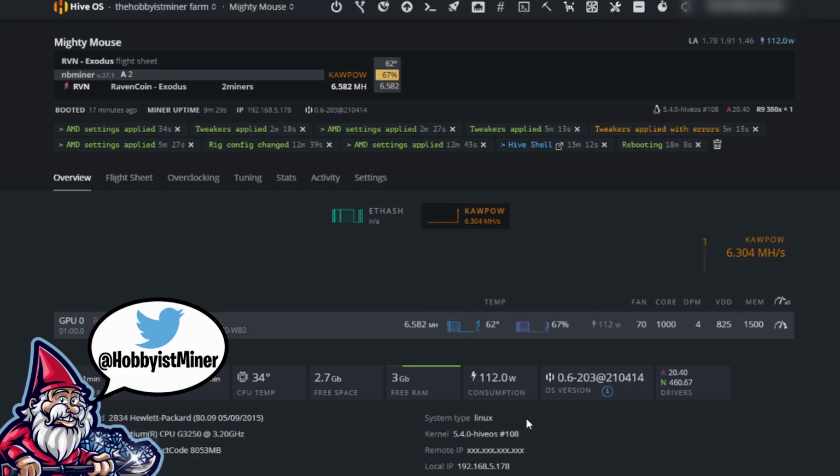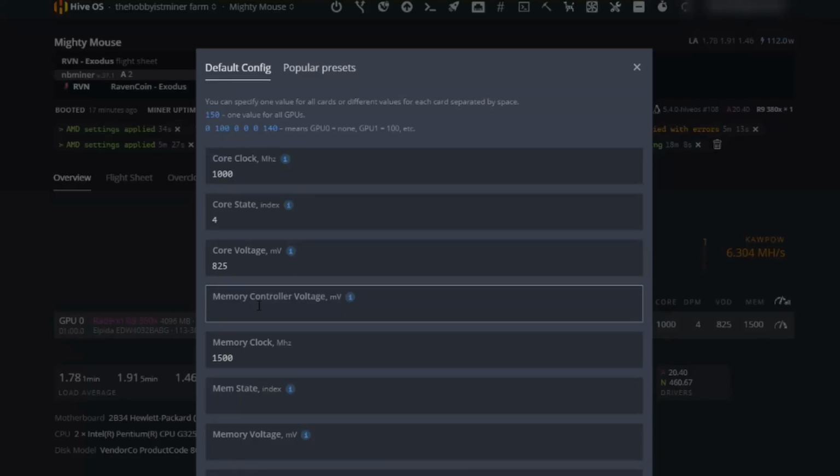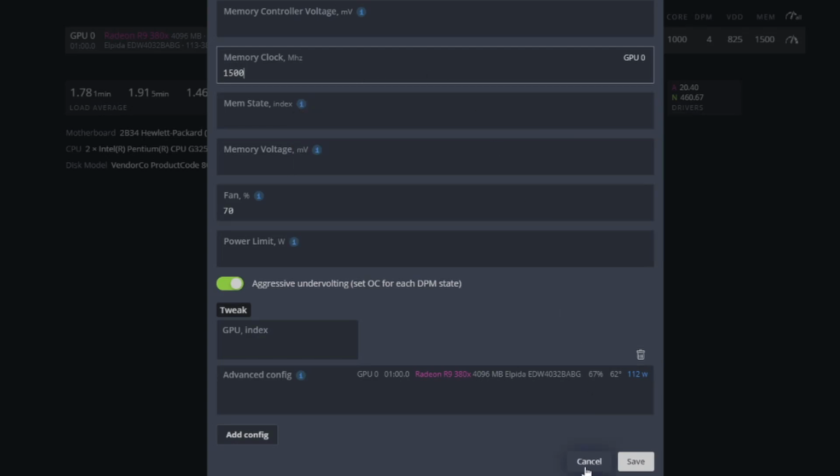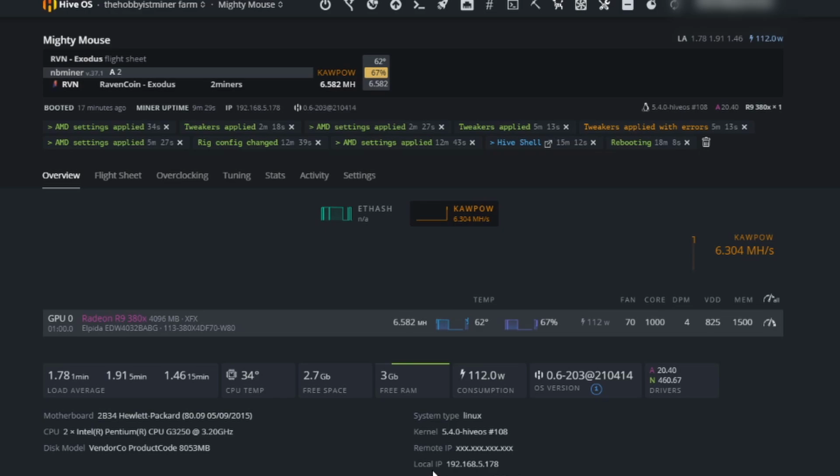Unfortunately, with a card like this, 112 is the best I could really get without sacrificing too much hash rate. So what we ended up doing, we did 1,000 on our core clock, 4 for our core state, and we brought our voltage down to 825, as well as our memory clock at 15. That seemed to do pretty good across the board. That got us down. We're at 6.582 mega hash here, last reported on Kapow, and we're about 112 watts. I like to have my cards as close to 100 as possible, but that does vary on the efficiency of the cards themselves. So not too bad.